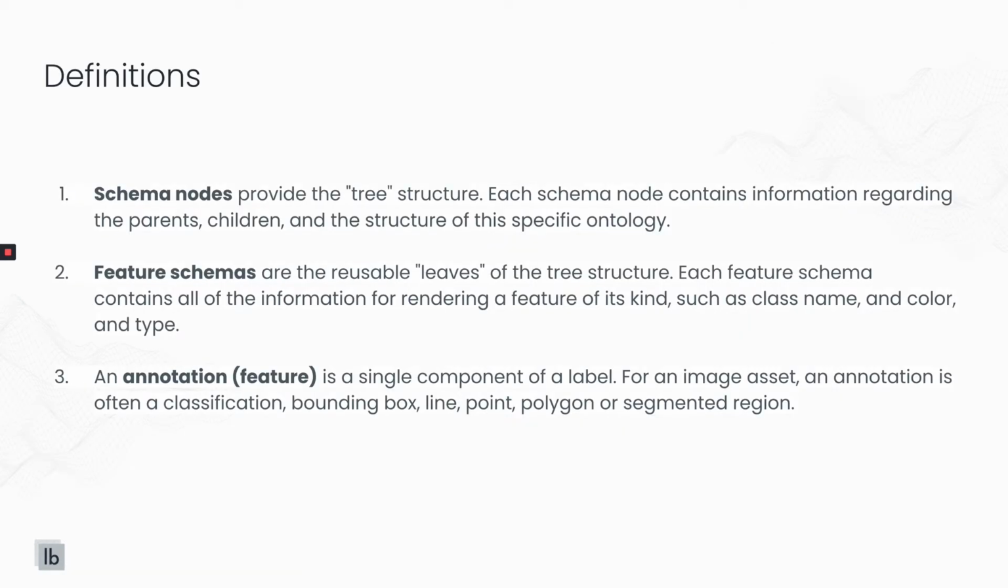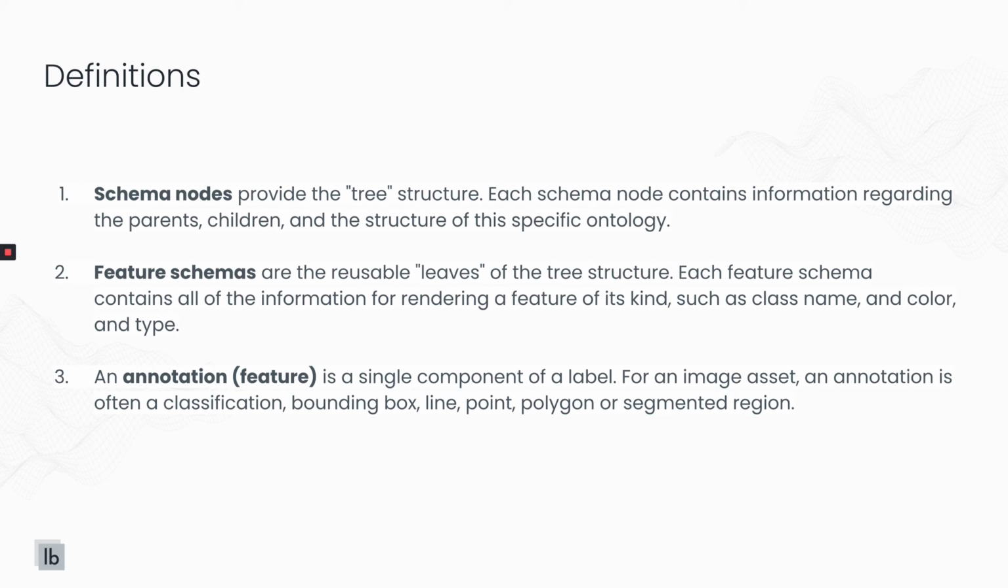We will be using three key definitions in order to understand the ontology management system design. Number one is schema nodes. Think of schema nodes as the tree structure. It contains the information regarding the parent, the child, and the structure of the specific ontology. As you know, Labelbox supports a variety of annotations: bounding boxes, classifications, different kinds of classifications such as radio and checklist, and in fact, nested classifications where you can have very deeply nested hierarchical structure. And all of that, the structure of all of these annotations, is defined by schema nodes.